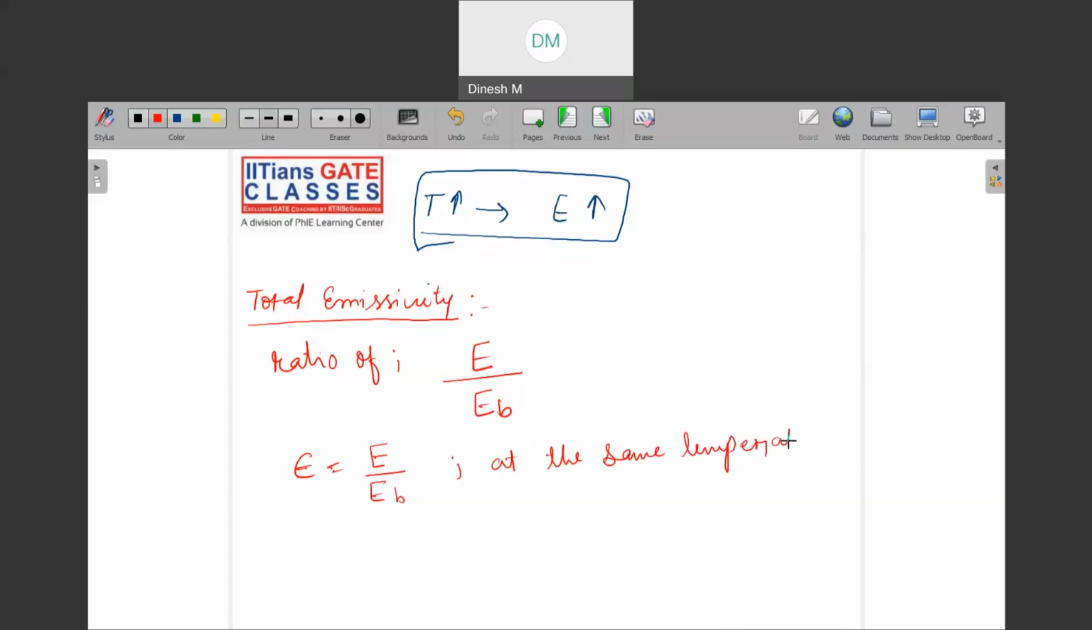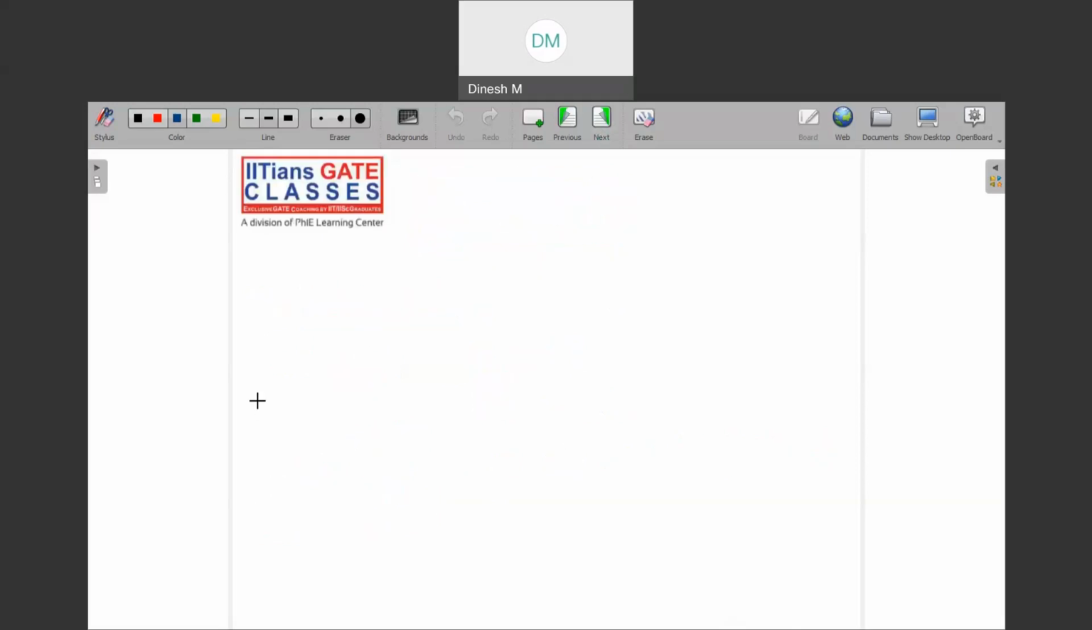What does it mean by same temperature? It means you are calculating E and EB both at the same temperature, and then when you take the ratio of these two, it becomes the total emissivity. Fine. Let us go to the next.